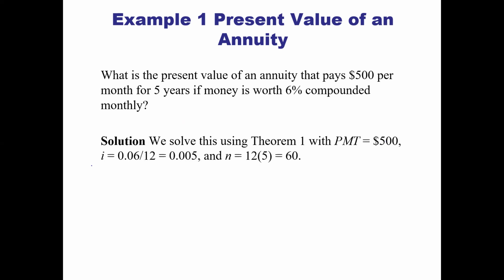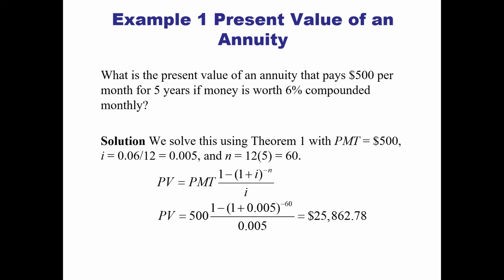Payment is 500, i is 0.06, and this is monthly, so it's divided by 12. Now they go ahead and put it out as a decimal. You could leave it as a fraction in your problem, that's fine. And then n is 12 times 5, which is 60. So plugging it into that formula, we end up with $25,862.78. That's the present value of that annuity given the information there.